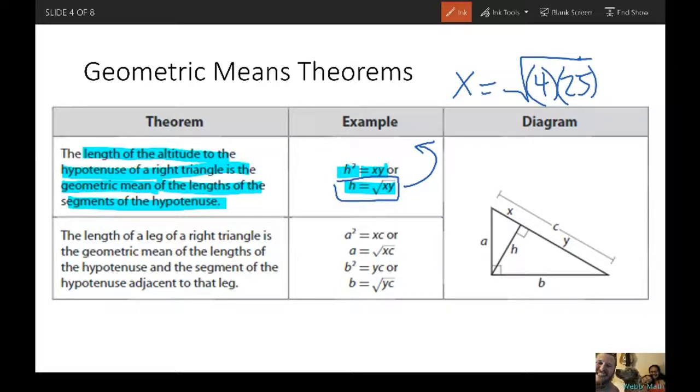All right, so visually what's happening in this situation is, if you wanted to find this guy right here, the length of h, you would have to do basically what we did with the geometric mean on the last slide. So to find him, you would have to basically set it up x times y.